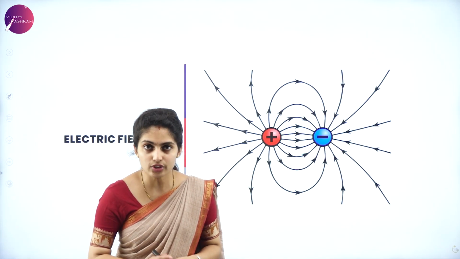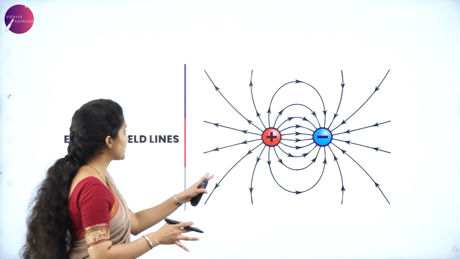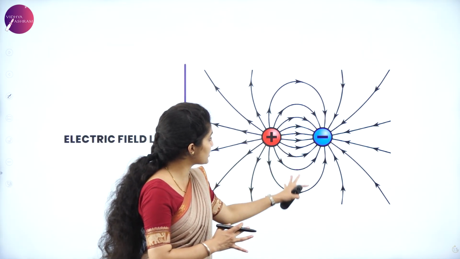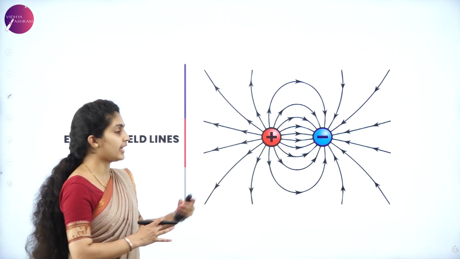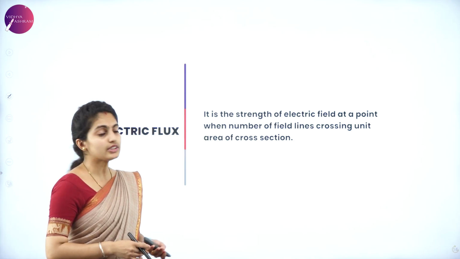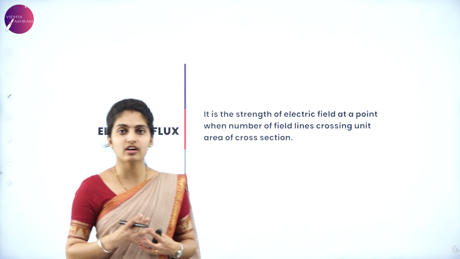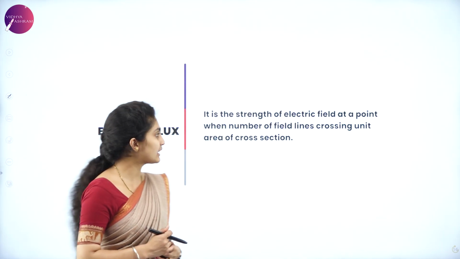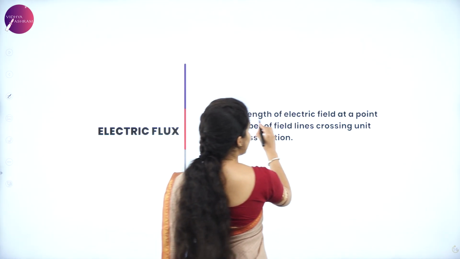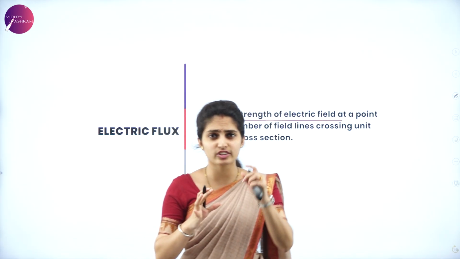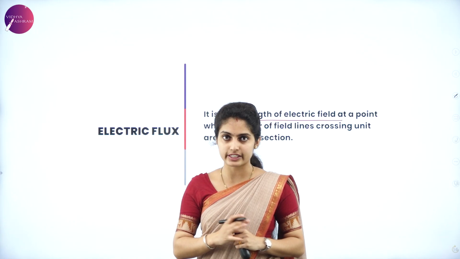Going on to the next concept, the pictorial representation which I had drawn earlier, the same representation is given over here for the electric field lines. After this, we are moving to electric flux. So what is meant by electric flux? It is nothing but the strength of the electric field at a point when a number of field lines cross a certain area of cross section.